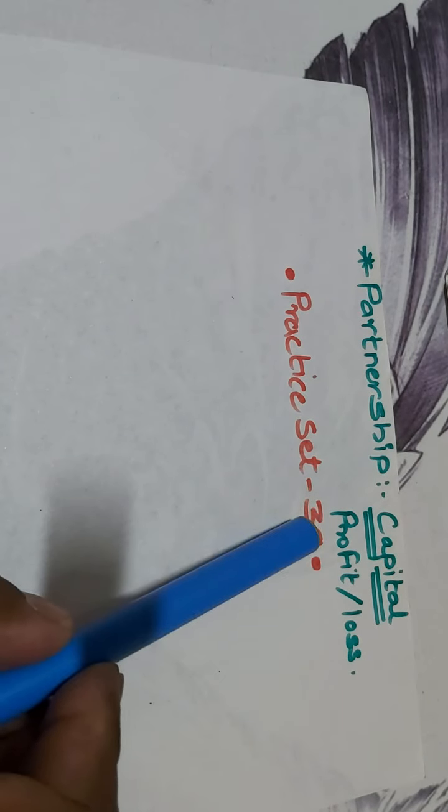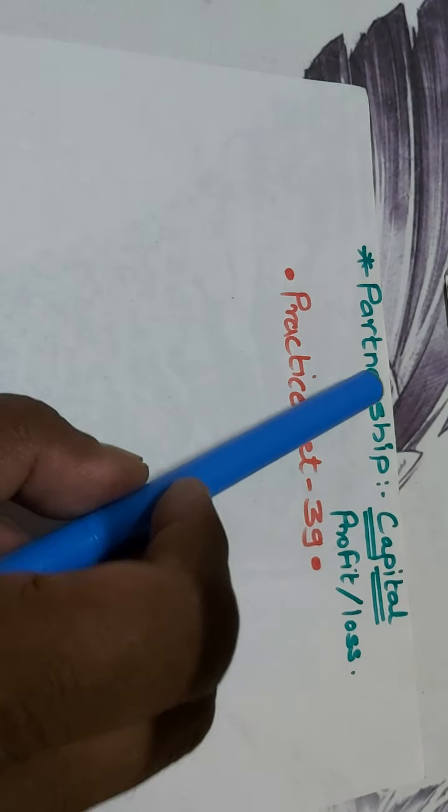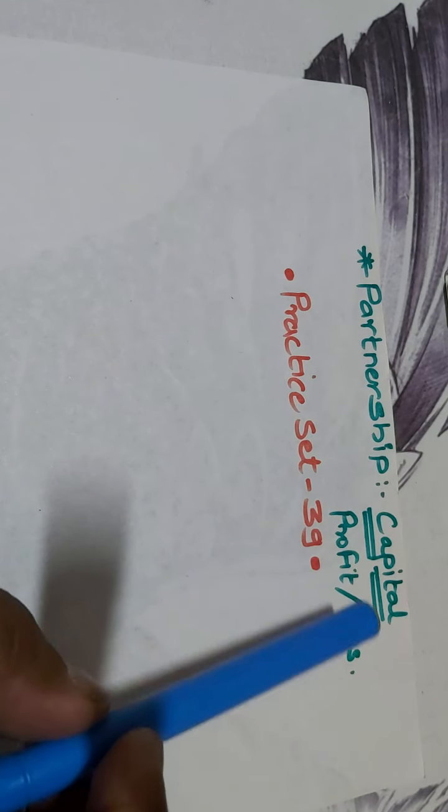And then when the business goes on, maybe they got the profit or loss. So this practice set number 39 depends on partnership, and here we have to find the profit and loss. So students, there are five examples. All examples we will solve, because these are simple examples, but the examples are very lengthy. We have to go step by step and solve the examples.